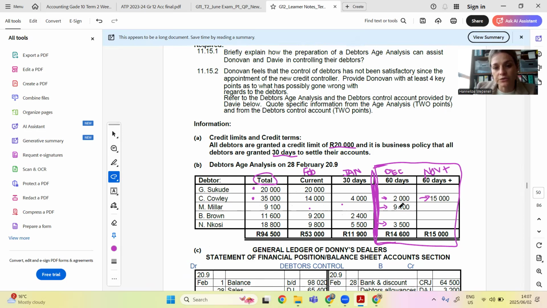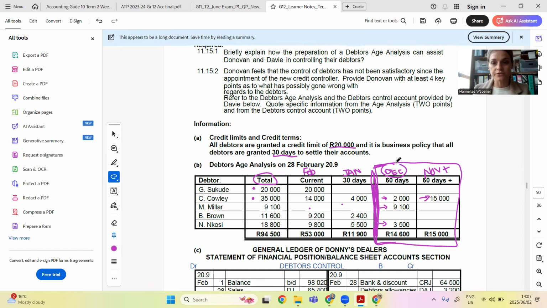Okay, so it's overdue. Then the last one, Nkosi, same thing. We are allowing him to buy from us, and he's very close to that credit limit, even though his account has been outstanding since December. So what do we do in these cases?